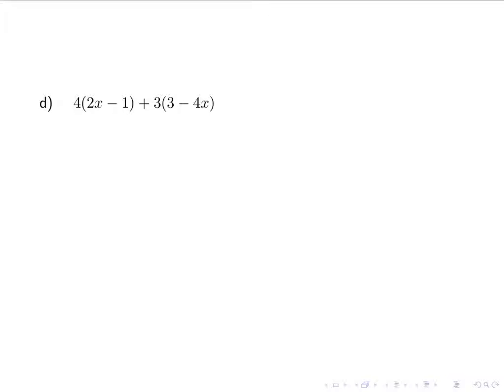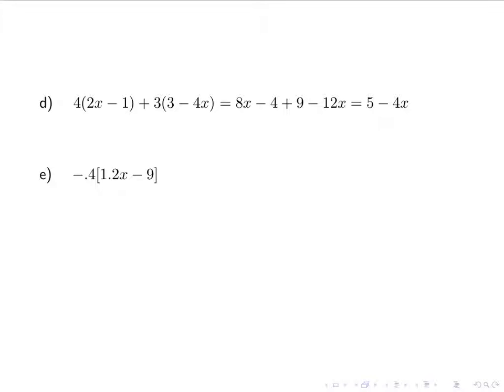D, 4 times (2x minus 1) plus 3 times (3 minus 4x). So we have two distributive cases in this case. So I distribute the 4 and I get 8x minus 4. I distribute the 3 and I get 9 minus 12x. We're not done because we always need to see if we can simplify more. We have two sets of like terms, 8x, negative 12x, negative 4, and 9. So that gives us 5 minus 4x.